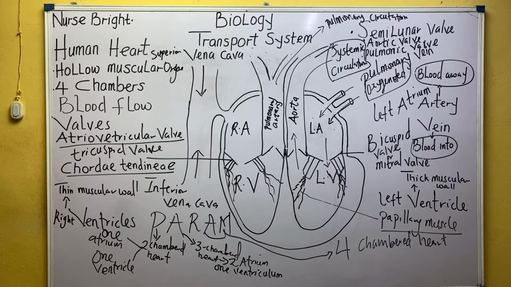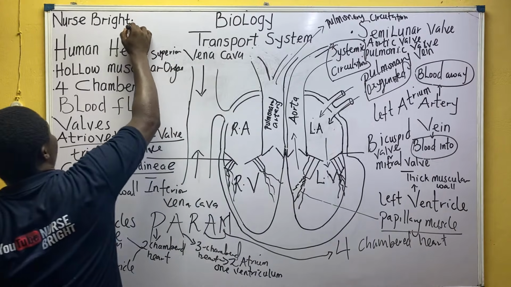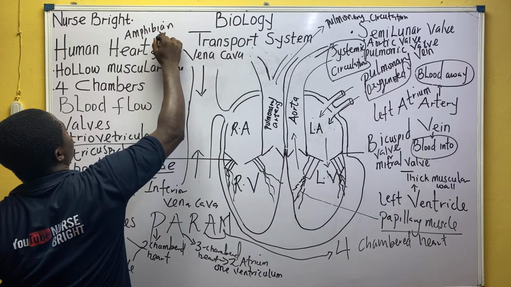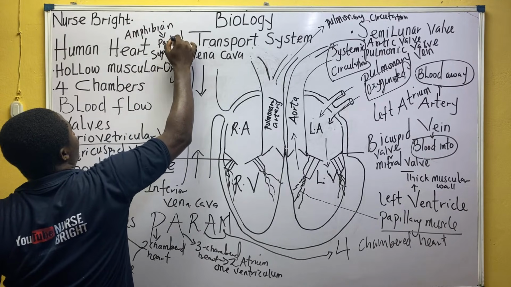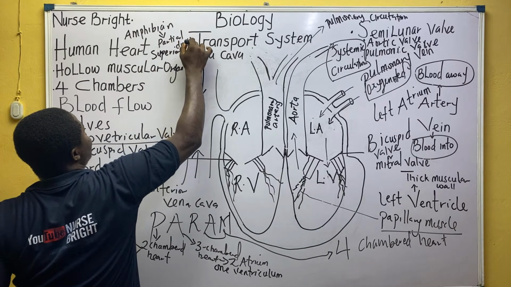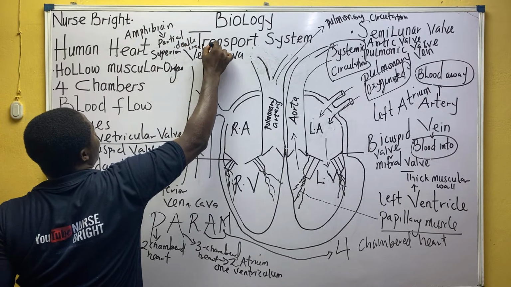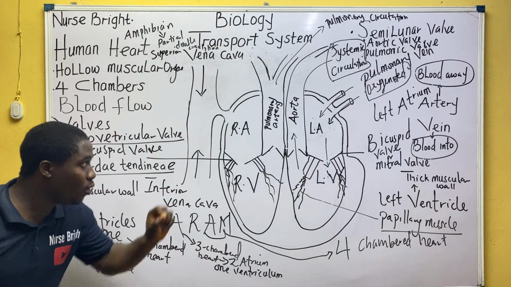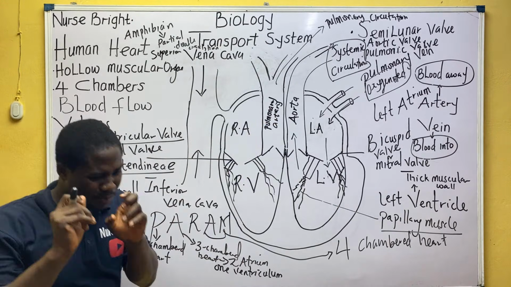So we can see how blood flows. We'll be able to establish all of those facts. Like amphibians, they undergo partial double circulation. Why is that so? It is simply because they have a three-chambered heart, two atria and one ventricle. So it's partial.